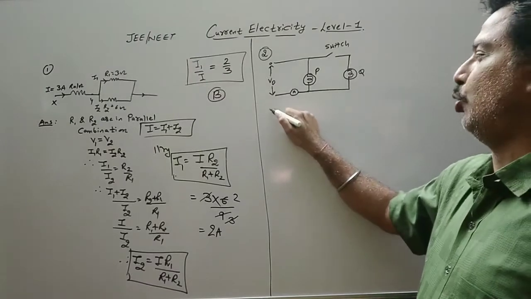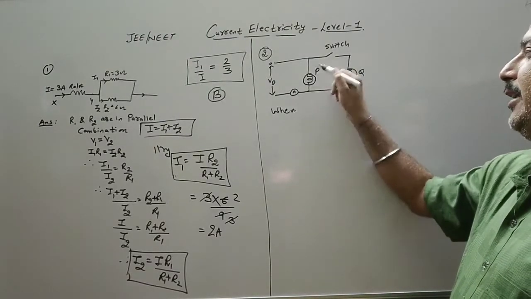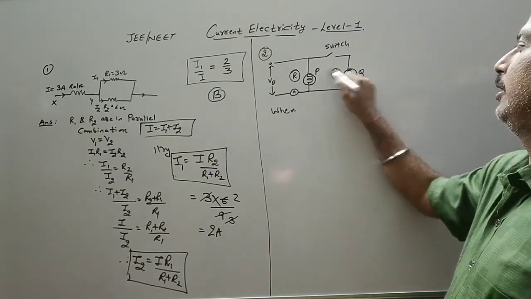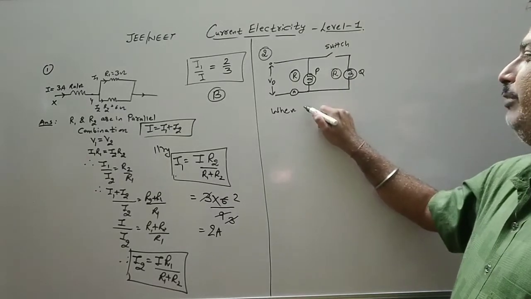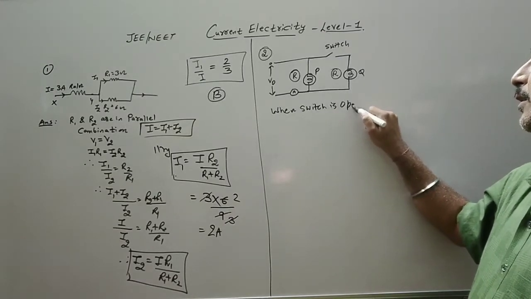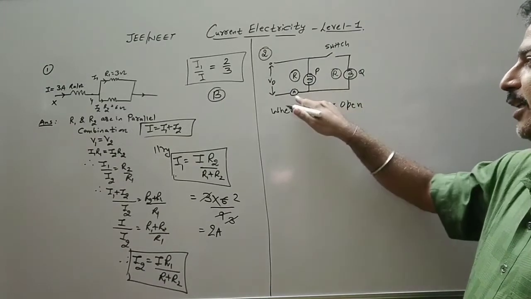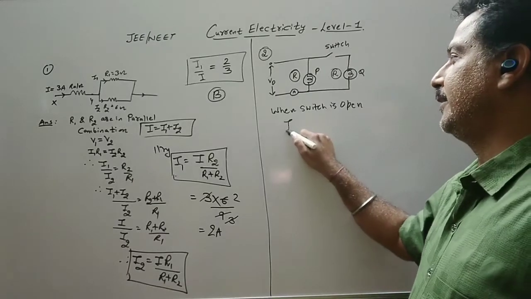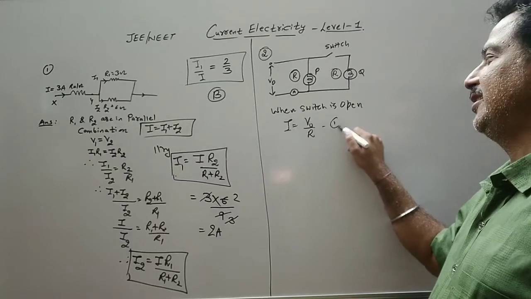So when the switch is open, that is the first situation, let us say the resistance of this bulb is R and this is also an identical bulb, so its resistance will also be R. So when the switch is open, no current will be flowing through Q. The entire current will be flowing through P. So the total current in the circuit will be equal to total voltage divided by total resistance. This is the situation.